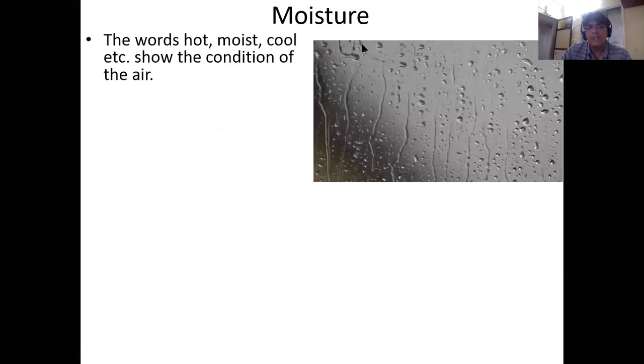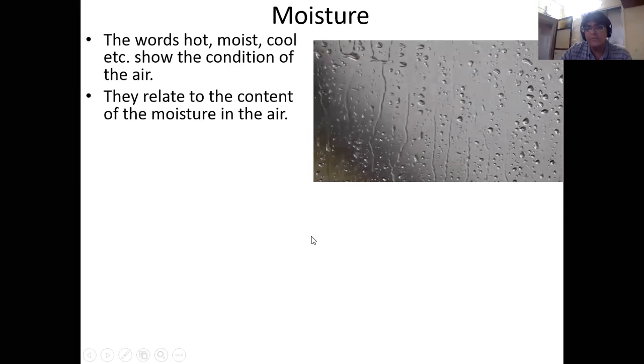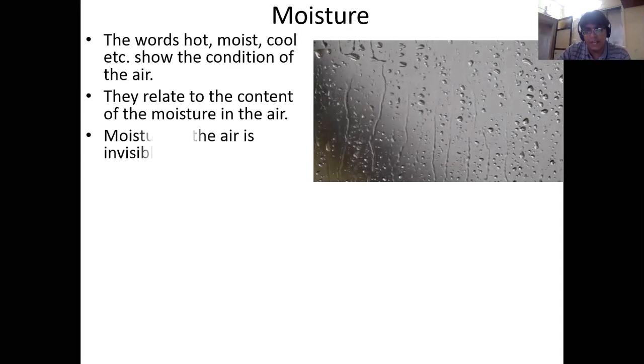Now, the first thing the chapter is teaching about is moisture. What do we mean by moisture? The words hot, moist, cool, etc. show the condition of the air, that the air is hot, the air is moist, the air is cool. These terms relate to the content of moisture in the air. Moisture is the water vapor that is present in the air.